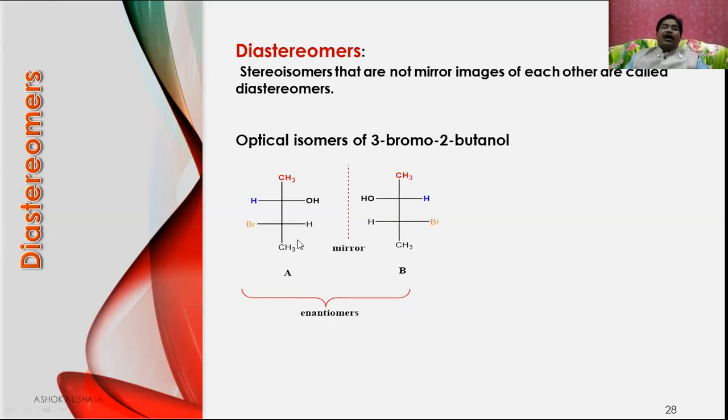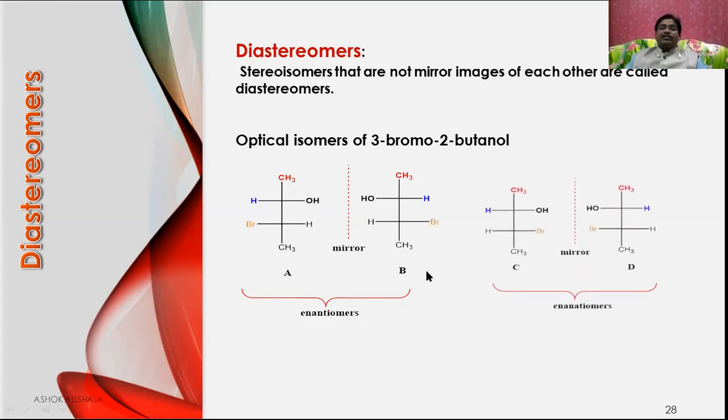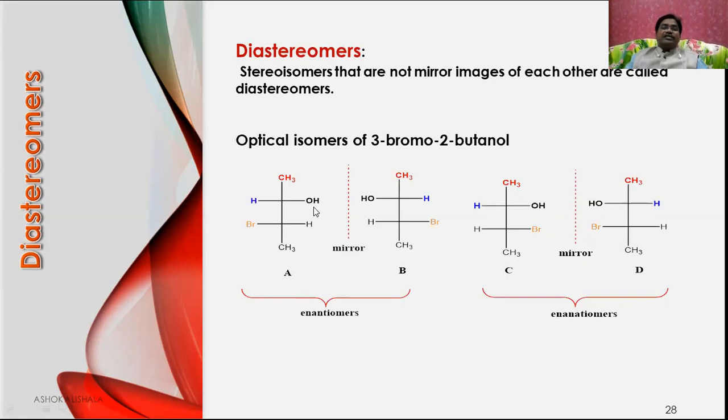Now let us take another form of this optical isomerism. Here we are focused on this one. What is the difference between these two? In this case, the Br and OH are on opposite sides, whereas here the OH and Br are on the same side. This is the difference between these two. And this other isomer of 3-bromo-2-butanol is going to be its mirror image. You can observe that these are non-superimposable mirror images, and because they are mirror images, they are called enantiomers.